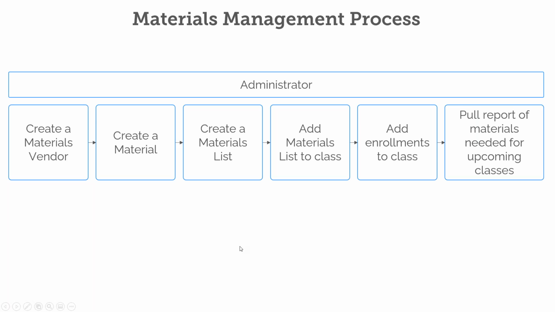So, the materials management process is, as an administrator, what you'll do is you'll create a materials vendor for each vendor that you purchase from. You'll then create a single material or every single material that you order, and you'll associate that with a vendor. Then you'll create lists of which materials you order. If there's multiple items, you'll put them in together on the list. And if it's a single item that you order for a class, then it will be its own materials list.